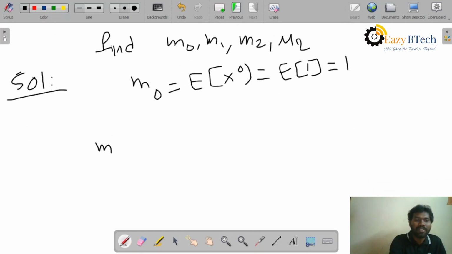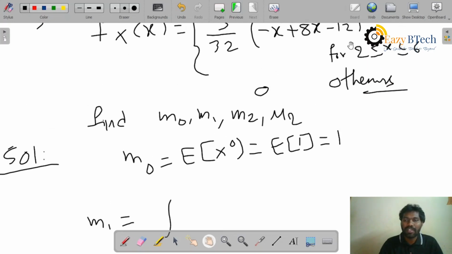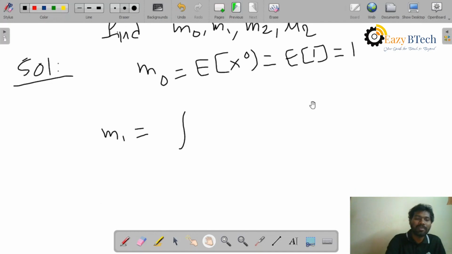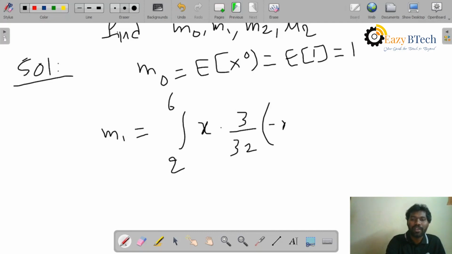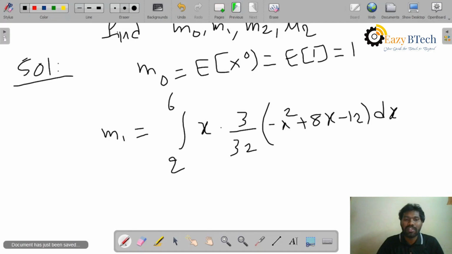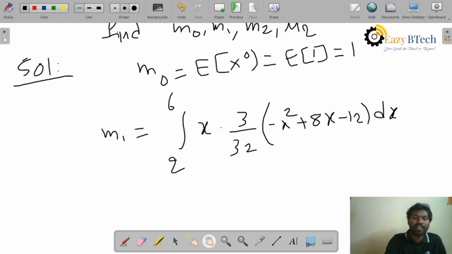This we already know. Now the second one is m1. So m1 means, I will write directly, integral from minus infinity to infinity x into f of x dx. But what we have to find out here is the integral limits. Since they gave you that x is valid only between 2 and 6, the integral limits are from 2 to 6, x into f of x dx. F of x is 3 by 32 into minus x square plus 8x minus 12, dx. This is nothing but the first order moment. Now I will calculate this integral.